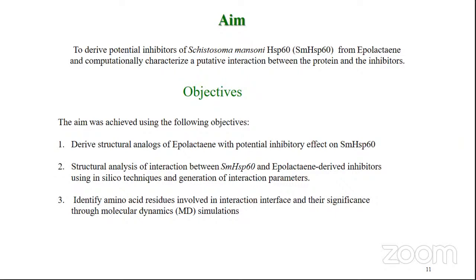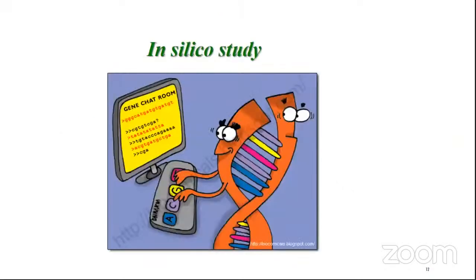The aim of the study was to derive potential inhibitors of schistosomal HSP60 from a known inhibitor that was identified by Nagumo et al. in 2005, called epolactaene, and to computationally characterize a putative interaction between the protein itself and those derived inhibitors. The aim of the research was achieved using the above objectives.